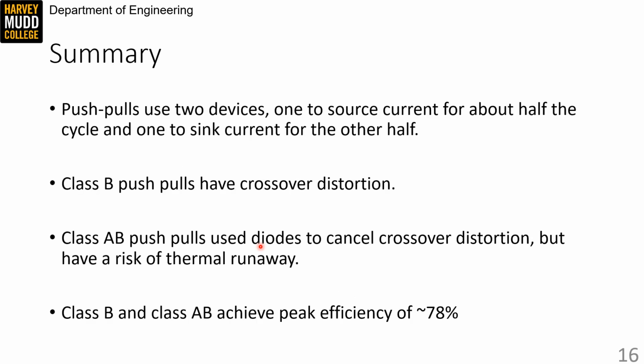So in summary, push-pulls use 2 devices, one to source current for about half the cycle and one to sink current for the other half. Class B push-pulls have crossover distortion. Class AB push-pulls use diodes to cancel out crossover distortion, but they have a risk of thermal runaway, which we fix with degeneration resistors. And Class B and Class AB amplifiers achieve a peak efficiency of about 78%, with pretty good back-off.